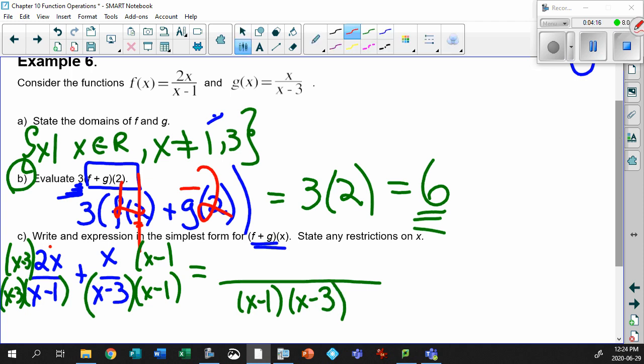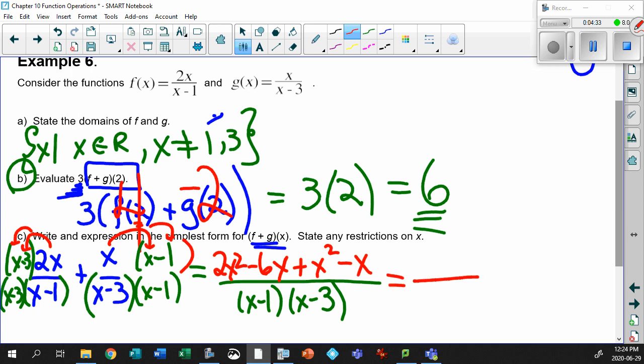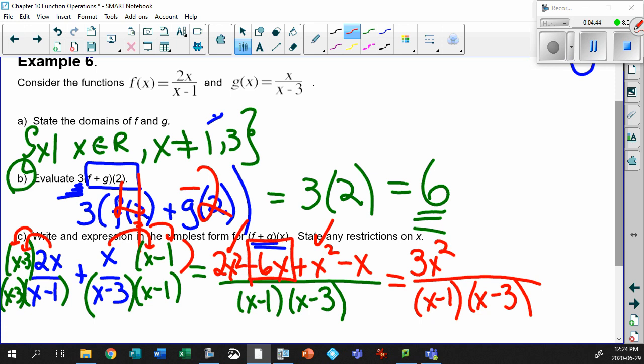Let's do the numerator now. Distribute, distribute. I'm going to have 2x squared minus 6x. This, of course, is going to be distribute, distribute, x squared minus x. Let's combine like terms and find out what we got. Perfect. 2x squared and x squared gives me 3x squared, minus 6x minus x is going to give me minus 7x. Oh, how pretty.